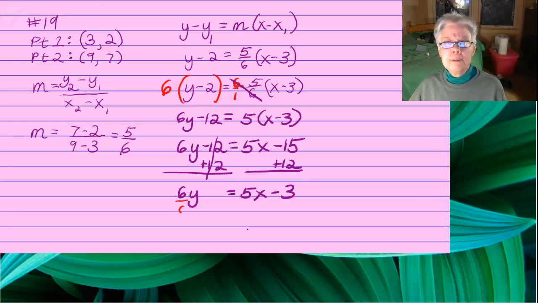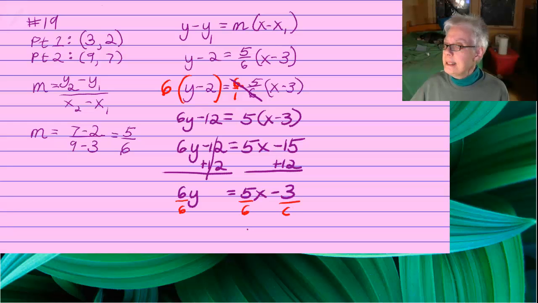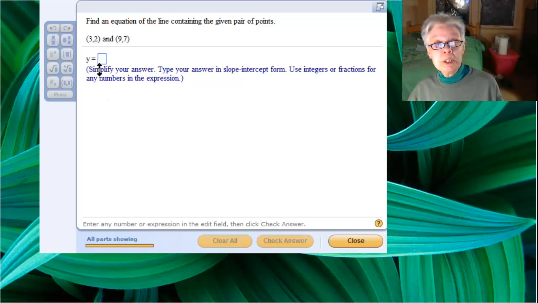Duh. I divide by 6, divide by 6, divide by 6, and I'll be left with y equals 5/6 x minus 1/2, which is slope-intercept form.